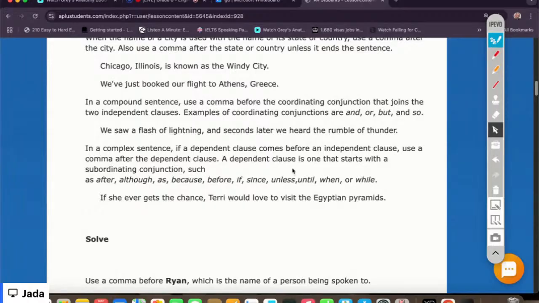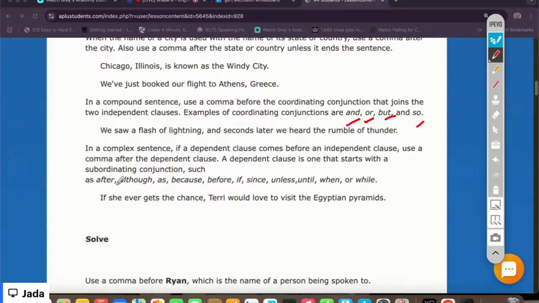So moving on, we have: in a compound sentence, you have to use a comma after the coordinating conjunction that joins two independent clauses. So of course, you know that if you're joining two independent clauses with a coordinating conjunction, any of these over here, you have to make sure that you put a comma before the coordinating conjunction.